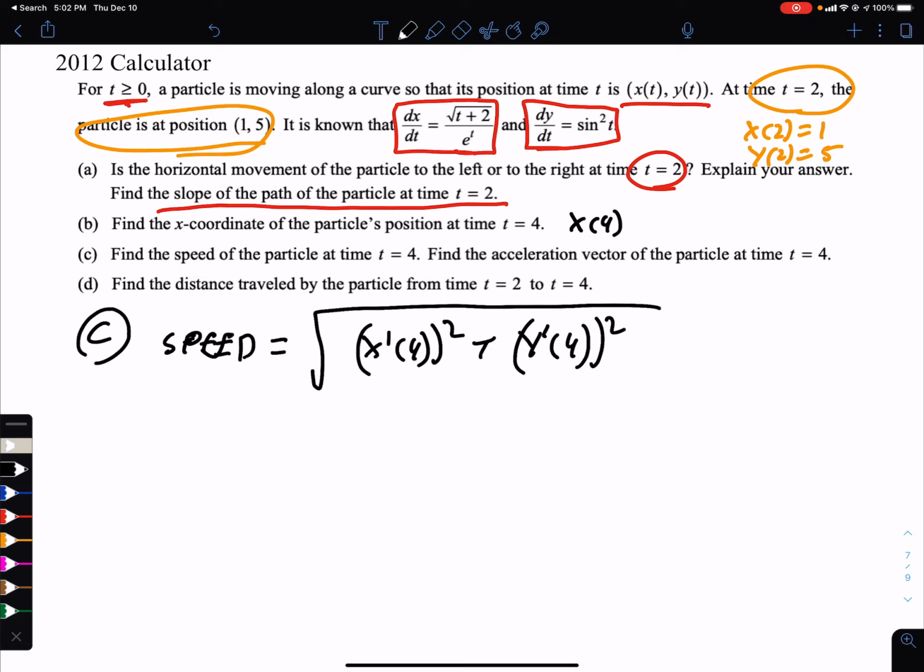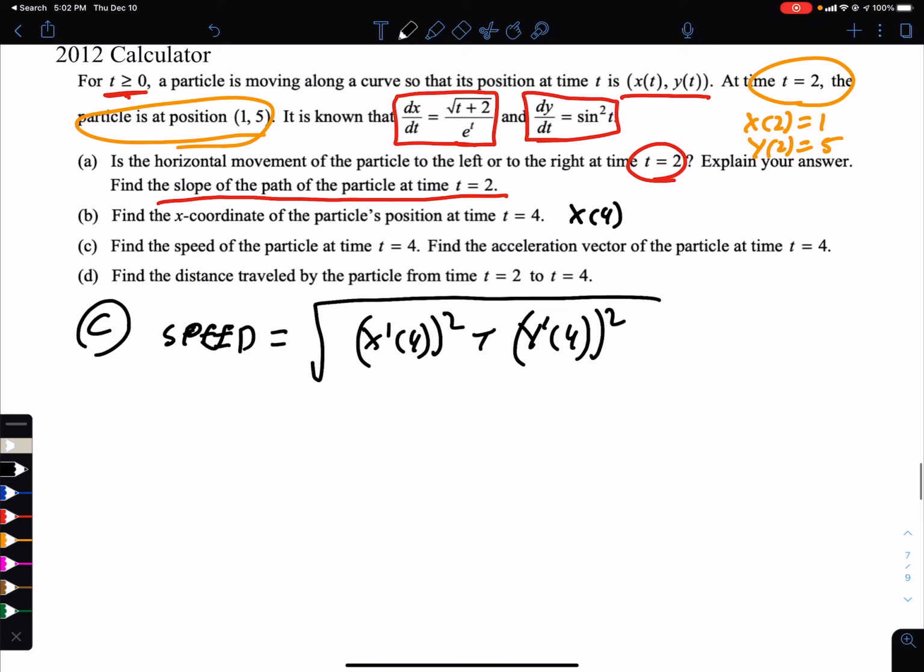And now you just put in your calculator. Here's x prime, there's y prime. So that's just calculator work. You let the calculator do the work. And this comes out to be 0.575. And there's your answer for C.